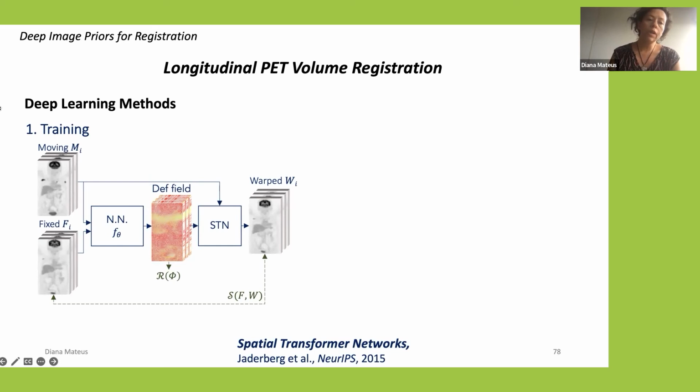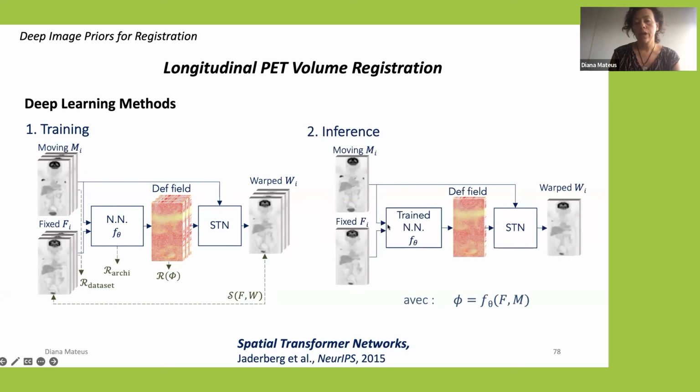And how a deep learning method for registration works is that you will have a database of moving and fixed images, and then you want to predict a deformation field with exactly the same type of cost function and regularization. But here what changes is that your transformation now is given as the output of a neural network. And then once you have trained your neural network, you basically use the parameters that you have found in order to warp a new moving image into a new fixed image.